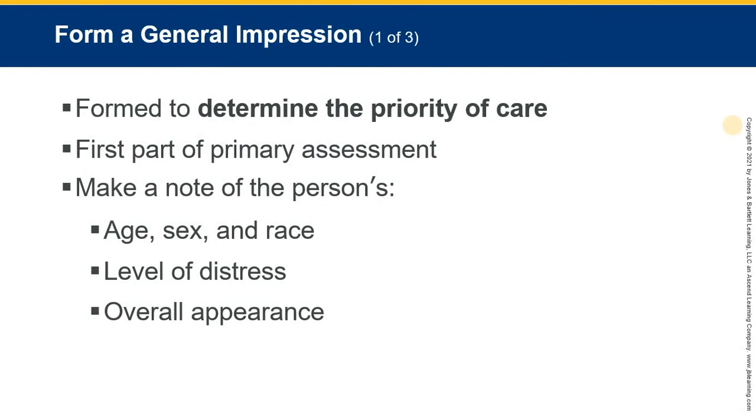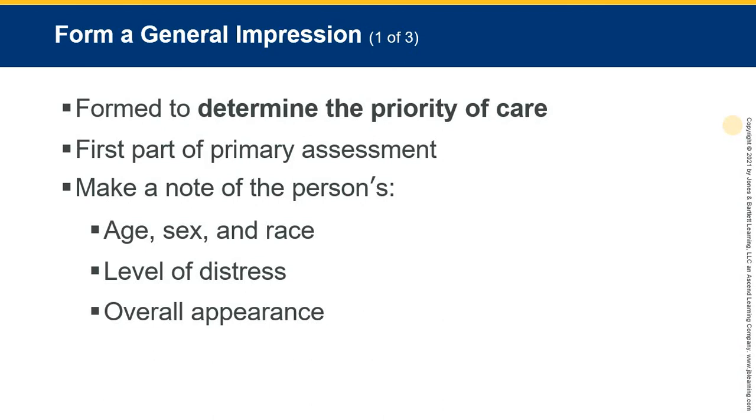Now, part of this primary assessment is going to be called a general impression. This is going to be something that determines the priority of care of the patient that you make. You're going to use clinical judgment to decide exactly what priority this patient is. Is this patient stable or not? Do they have a life threat that I need to treat right now? All right, that's the first thing you're going to do.